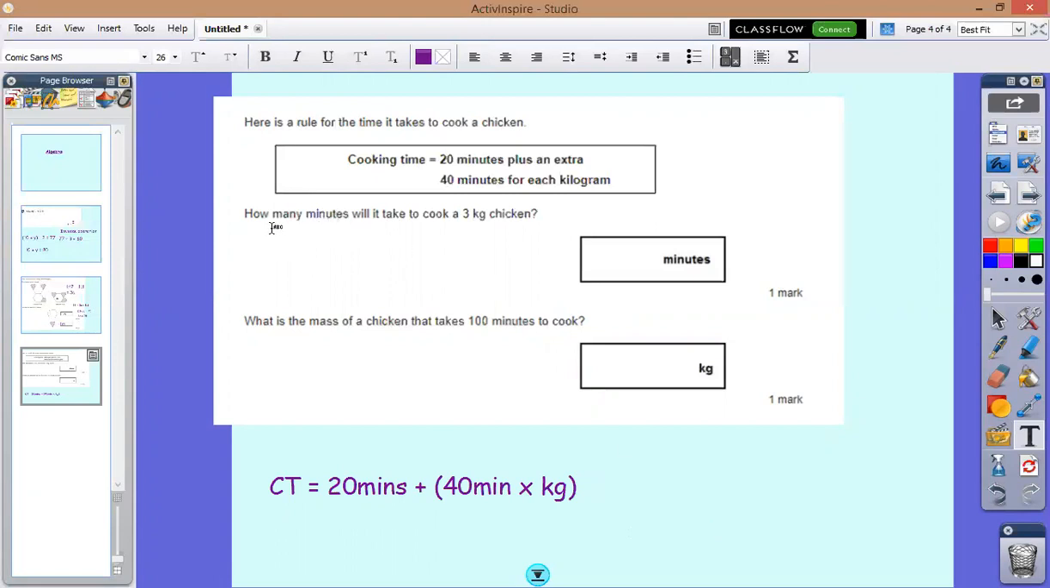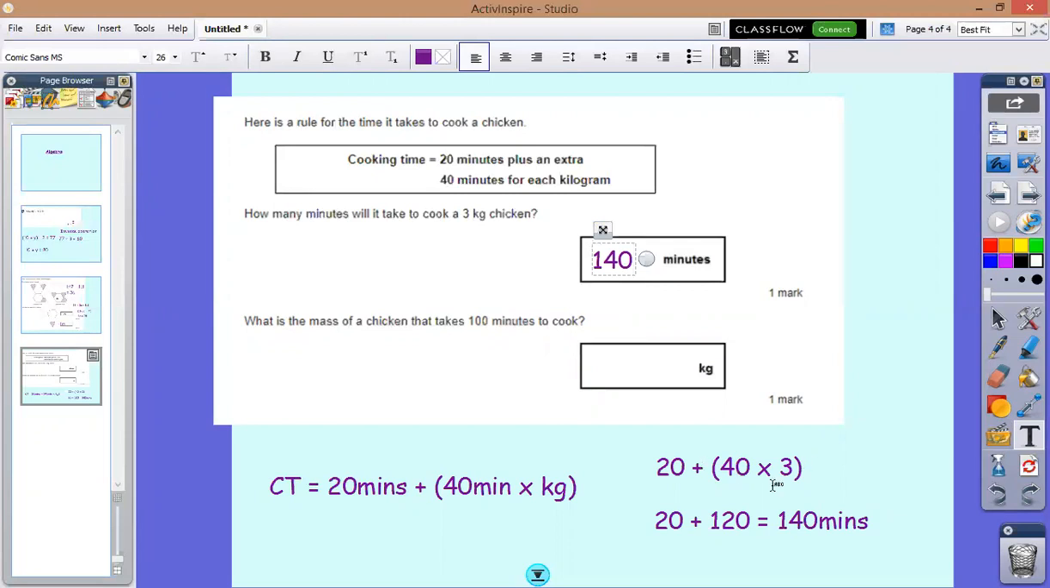So in this one, how many minutes would it take to cook 3 kilograms of chicken? I'm going to write out 20 plus 40 times 3. That's my kilograms, which would then equal 20 plus 40 times 3, which is 120, which equals 140 minutes. So my answer there is 140.